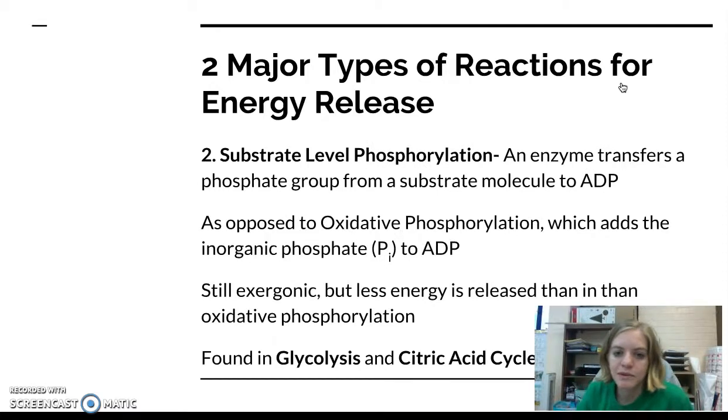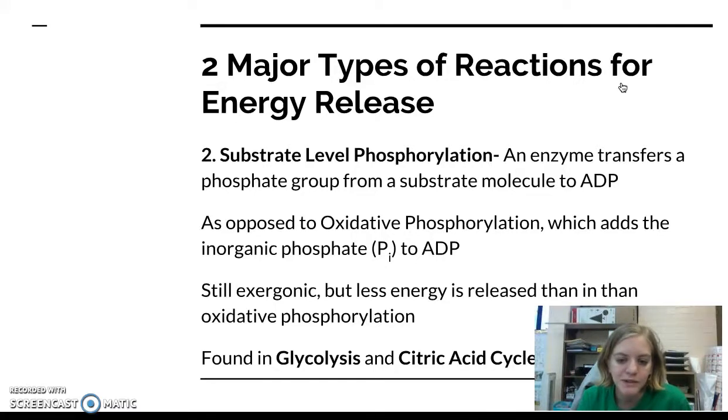The other type of reaction used for energy release is known as substrate level phosphorylation. This is very similar, except that an enzyme transfers the phosphate group from a substrate molecule to ADP, as opposed to the inorganic phosphate being added. So in substrate level phosphorylation, the only difference is that the phosphate group is added from a substrate molecule.